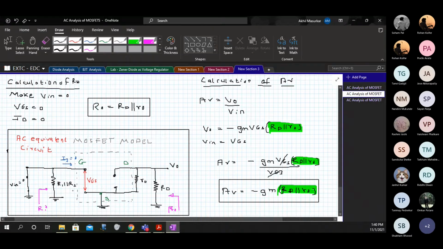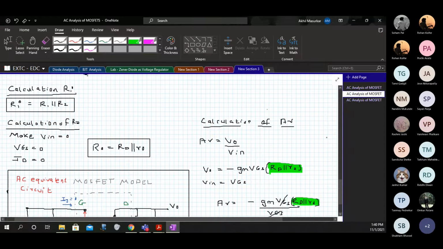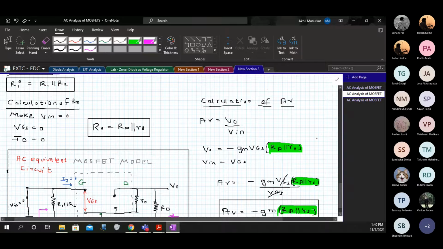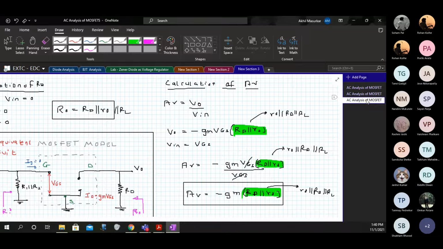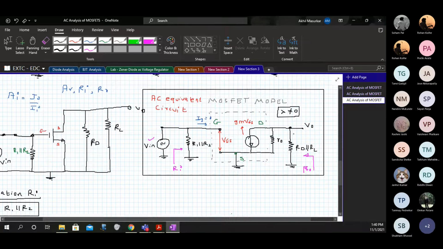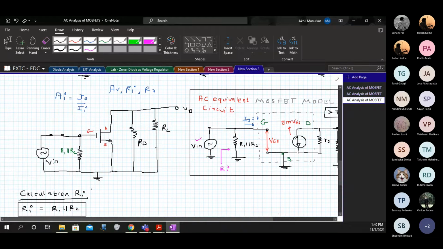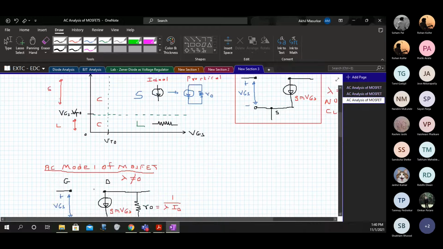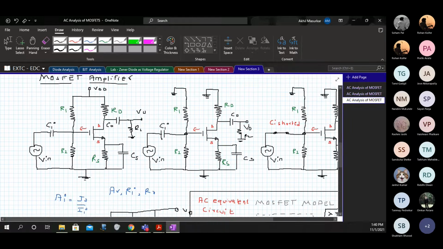So this diagram I have drawn just for your understanding. You don't have to draw it. You can just note down the equations. That's it. And this is the circuit when you include RL also. So let's do a problem. I think that will give more insight on all this.